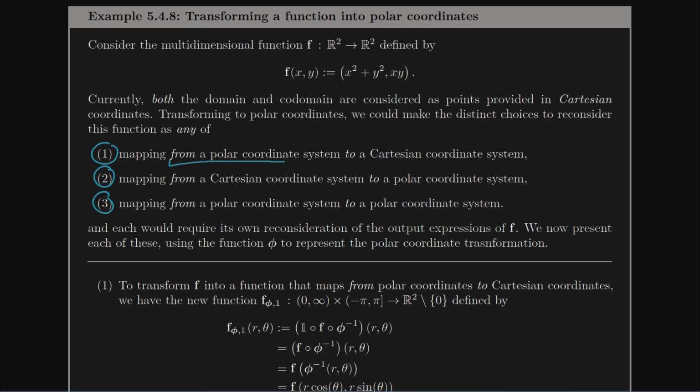So we're either going to go from a polar coordinate system to a Cartesian coordinate system, we can go from a Cartesian coordinate system to a polar coordinate system, or we can go from a polar coordinate system to a polar coordinate system.